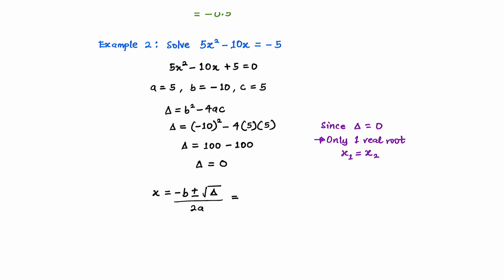So applying this formula, x will be equal to minus b. B is negative 10. So we have negative 10. This is why I said earlier that holding the negative is very important. We already have a negative in the formula here, and b in of itself has a negative. So you don't ignore any of the two negatives. That means you're going to have two negatives. Plus or minus square root of delta. The value of delta as we've gotten is 0 divided by 2. The value of a is 5.